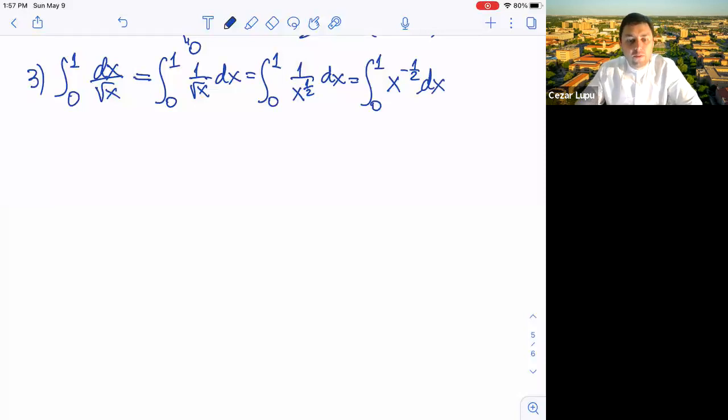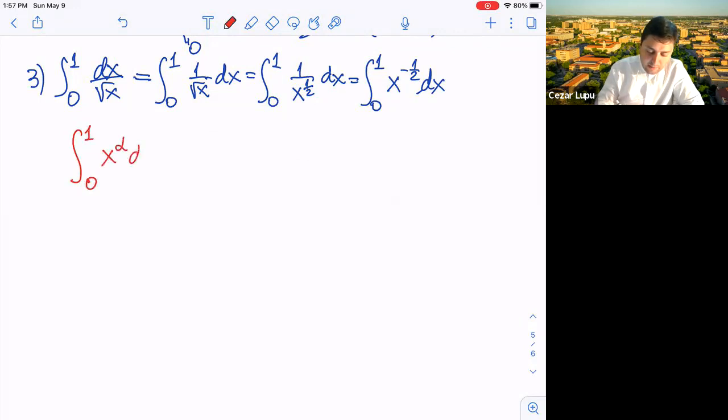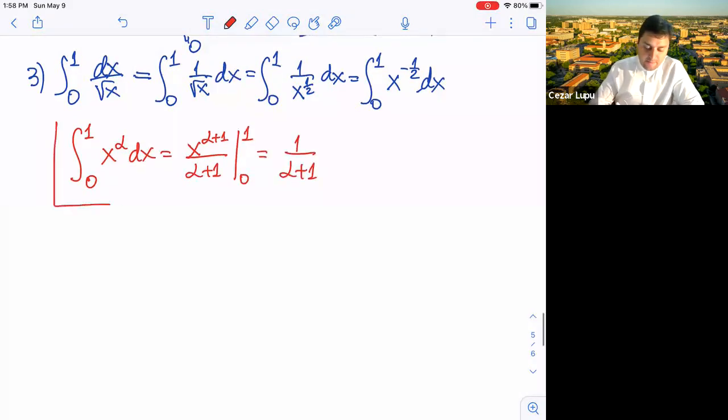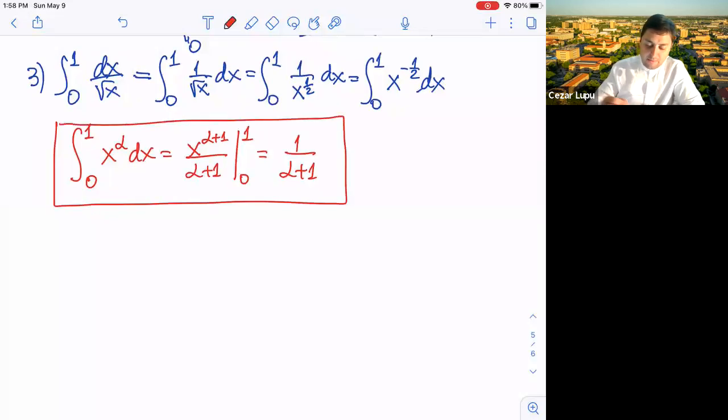Okay, and do you remember something? We said that the integral from, let's say, 0 to 1 of x to the power alpha dx is x to the power alpha plus 1 over alpha plus 1, the antiderivative, from 0 to 1. Which is 1 over alpha plus 1. I think I've discussed this a couple of times in the lecture when we computed indefinite and definite integrals.